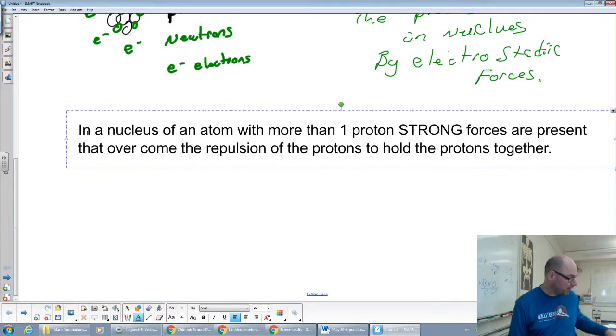In my book here, I don't know if you guys use a book, but in most books, they'll call them the strong nuclear force.